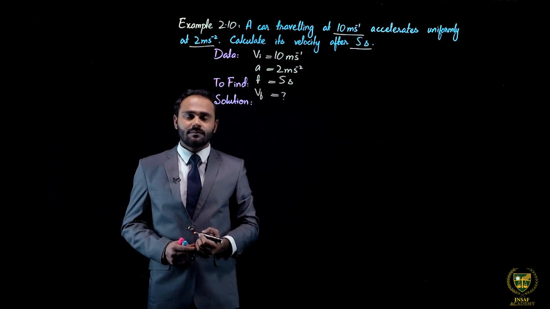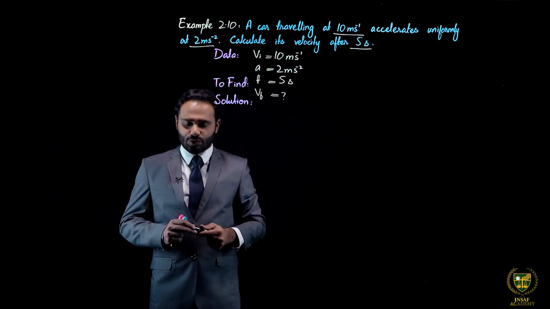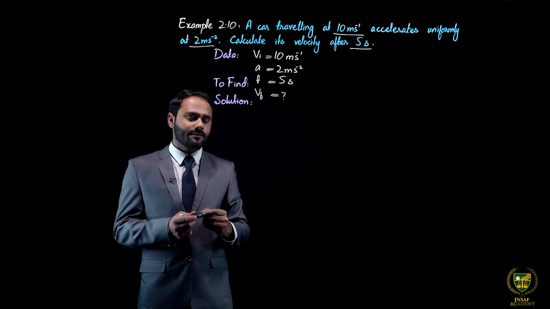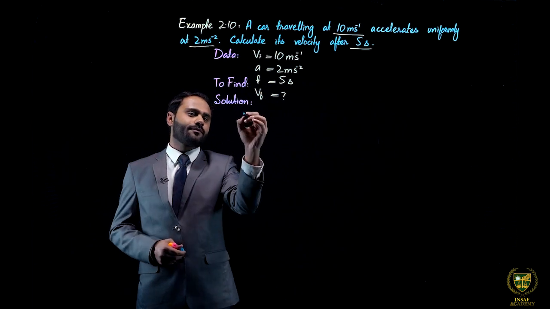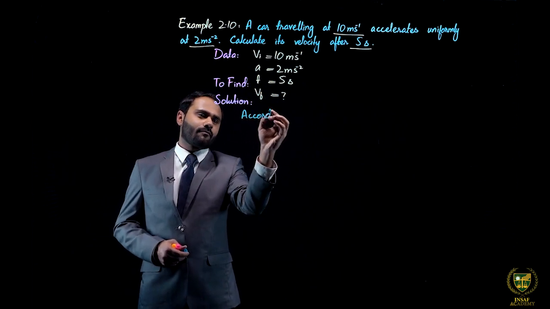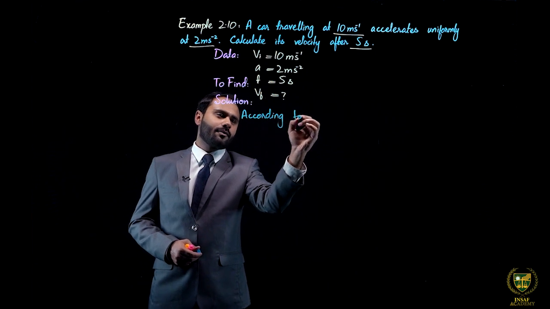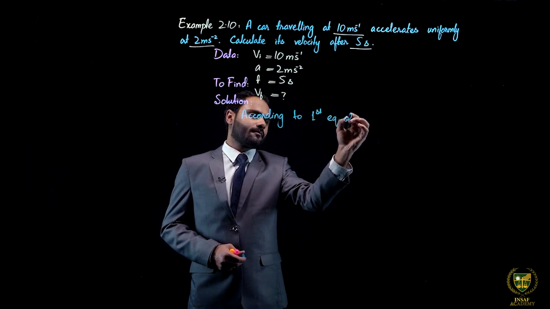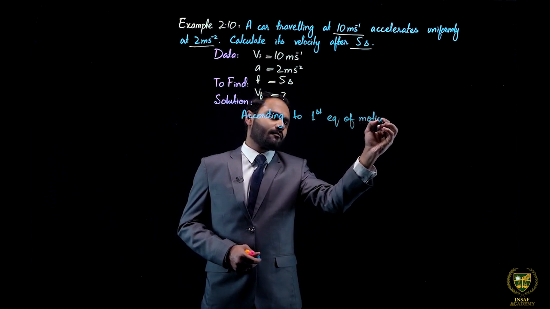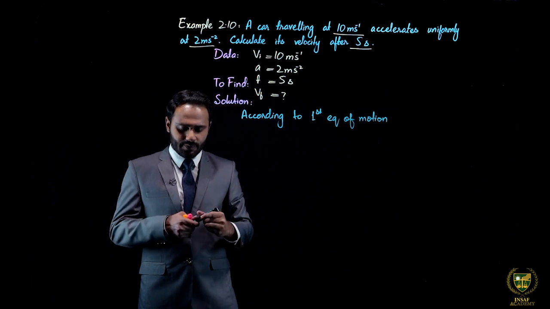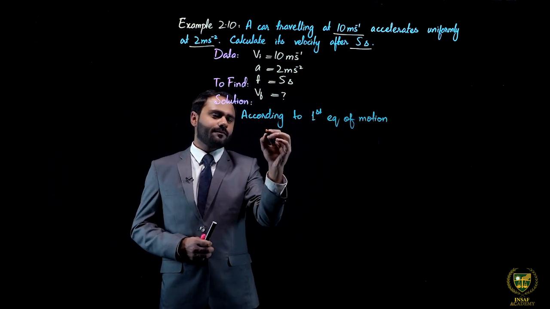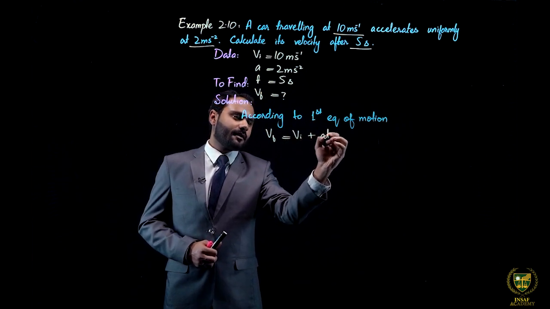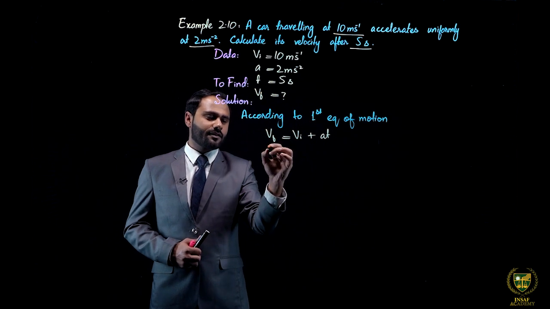Now we know according to first equation of motion which is Vf is equals to Vi plus At. So you have to mention that according to first equation of motion, which is Vf is equals to Vi plus At. Just we have to put the values in it.